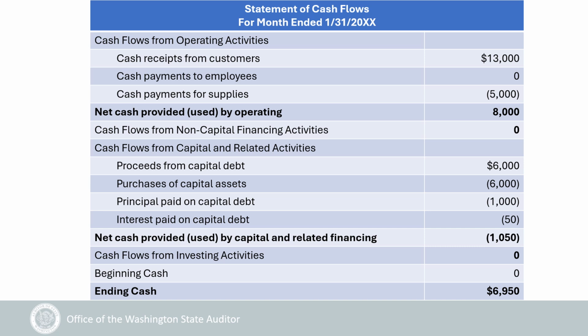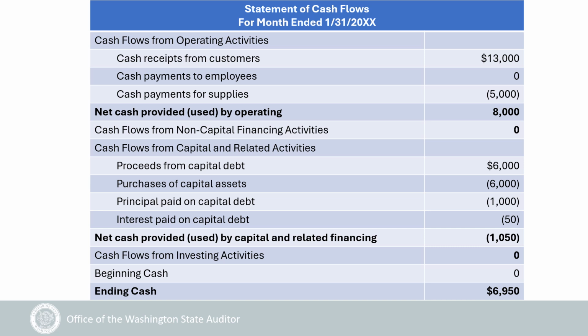The final statement we'll look at is the statement of cash flows. This statement is what it sounds like. It's literally reporting the cash inflows and cash outflows for the period. In our case, that period is 1 month, the month of January. Inflows and outflows must be reported on their own line. We cannot net inflows and outflows.